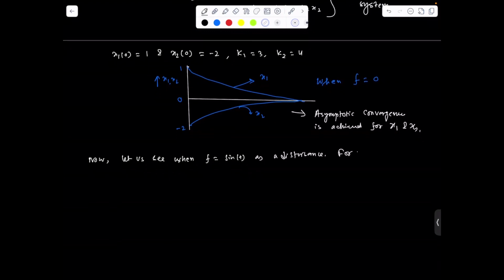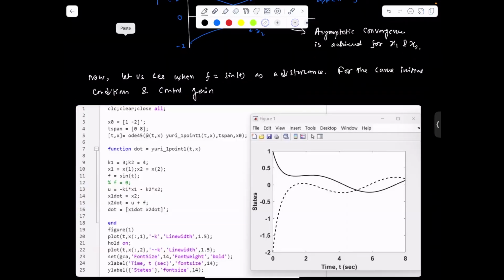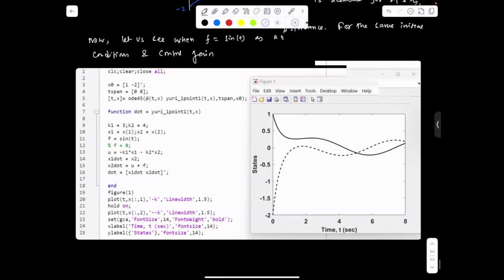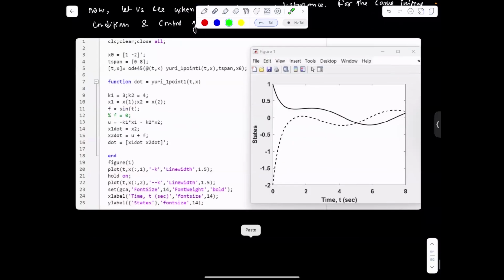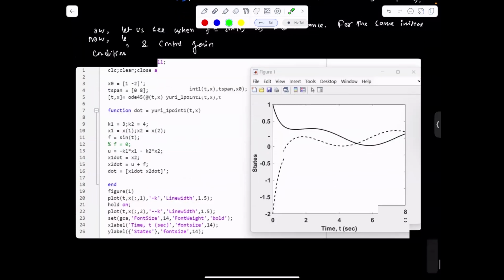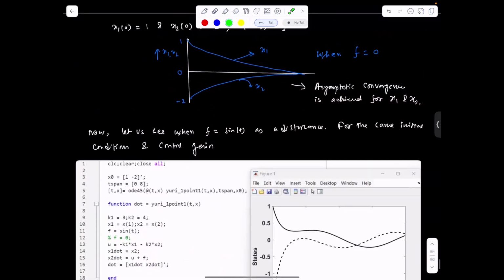For the same initial conditions and control gain, we have the simulation results. So this is the result. The previous case also we can design using this MATLAB code. In this particular case, we have considered f, but if you don't consider f, we'll get a result something like this.